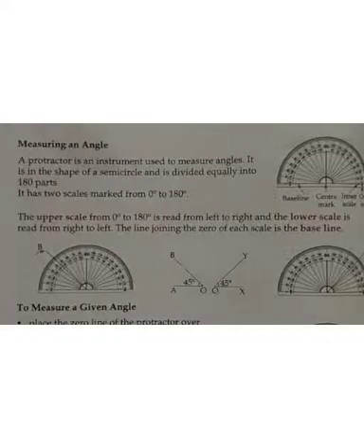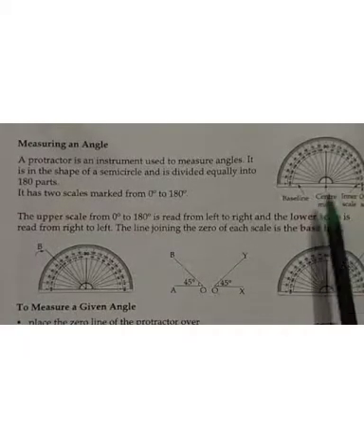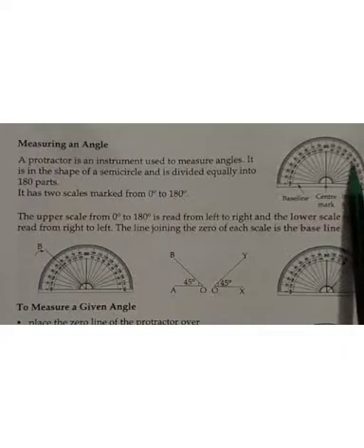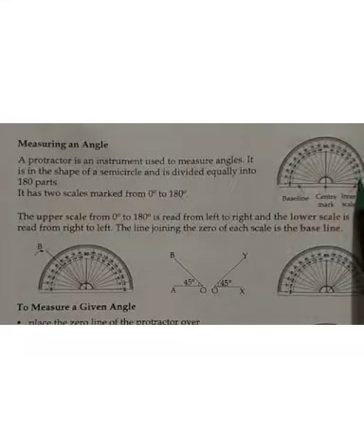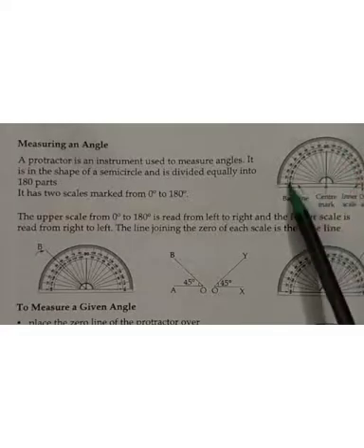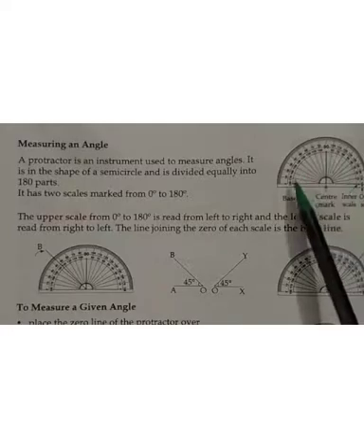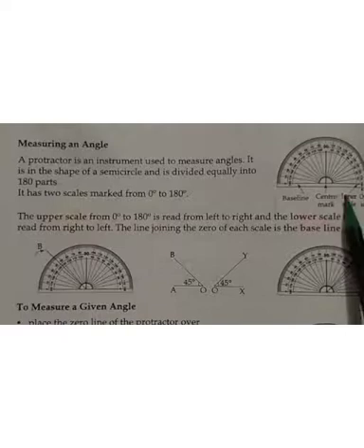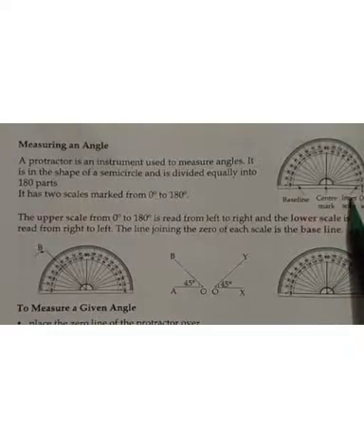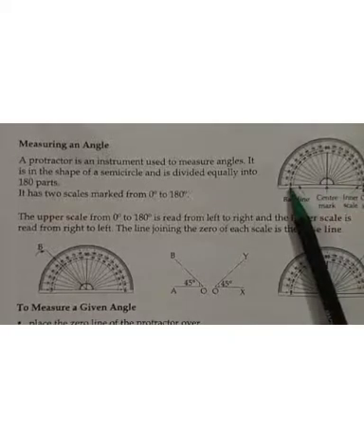Measuring an angle: we can use a protractor to measure the angle. You can see here 0 to 180 degrees and here 0 to 180 degrees, so you can measure the angle in both directions. The two scales each have 0 to 180 degrees; the lower scale is 0 and the upper scale is 180 degrees.